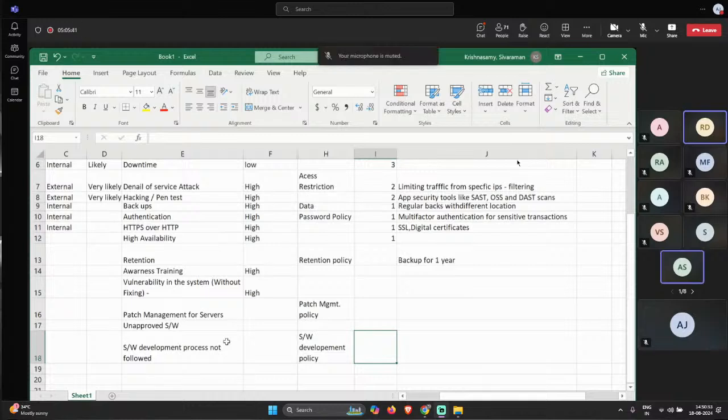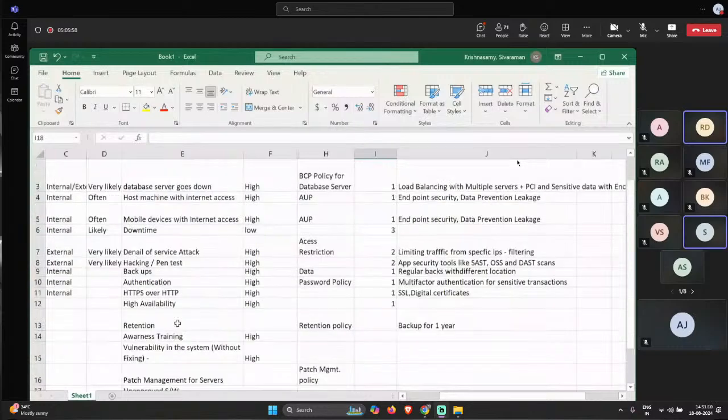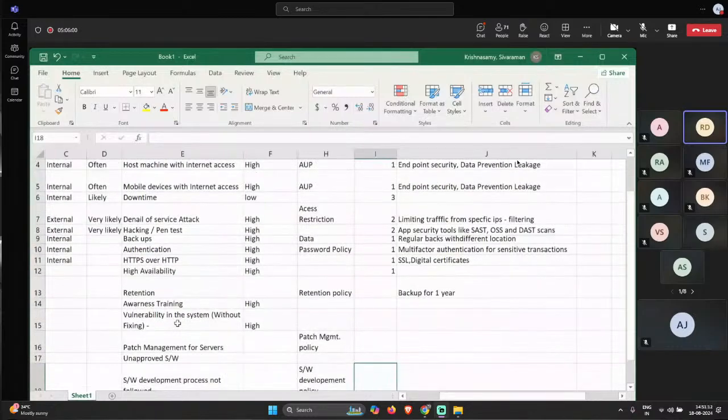What is the policy? Backup policy. Okay. Antivirus policy. Password policy. Where did we put password policy? Okay, there. It is authentication, multi-factor authentication. Well, we still have a lot of policies, like the data retention policy.